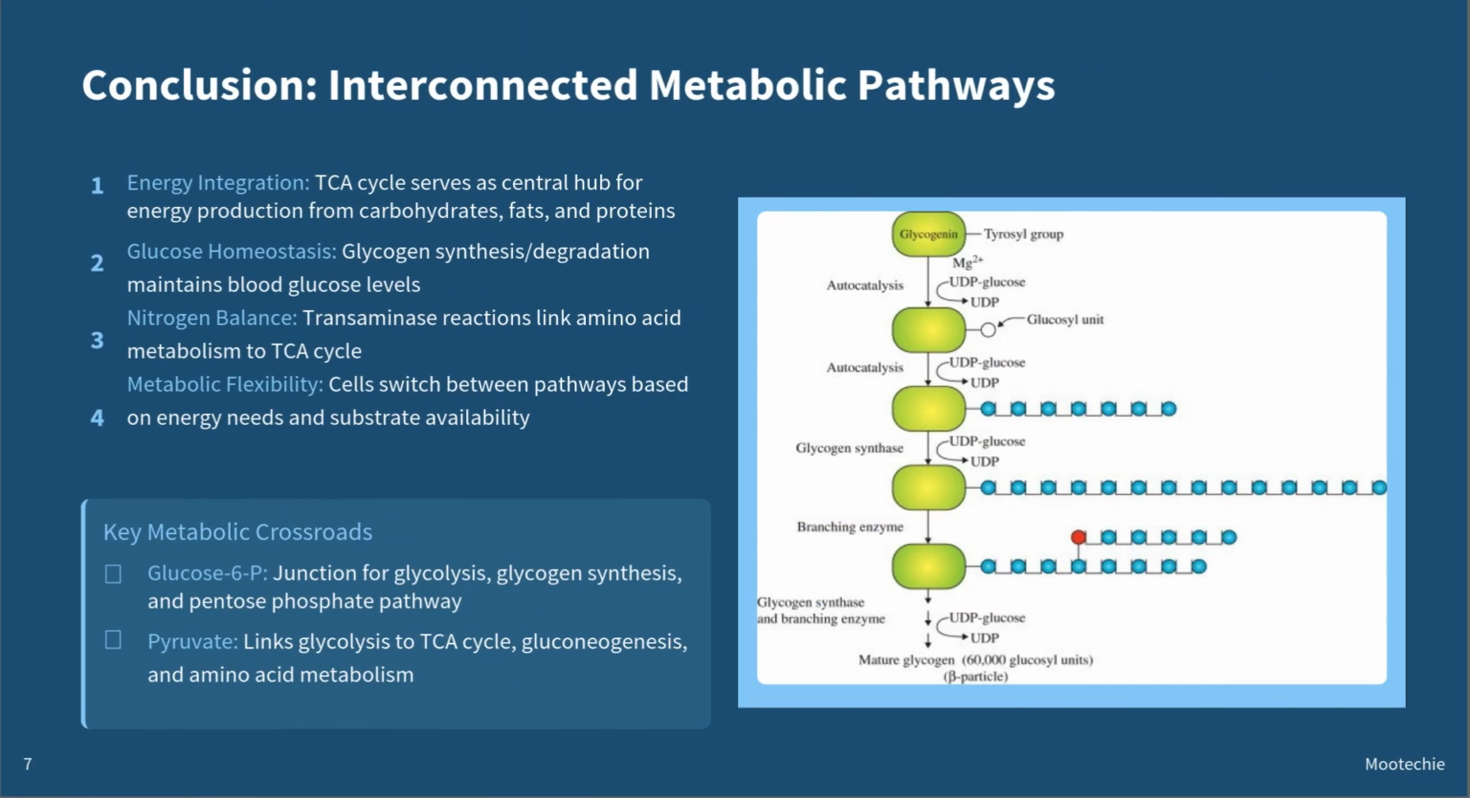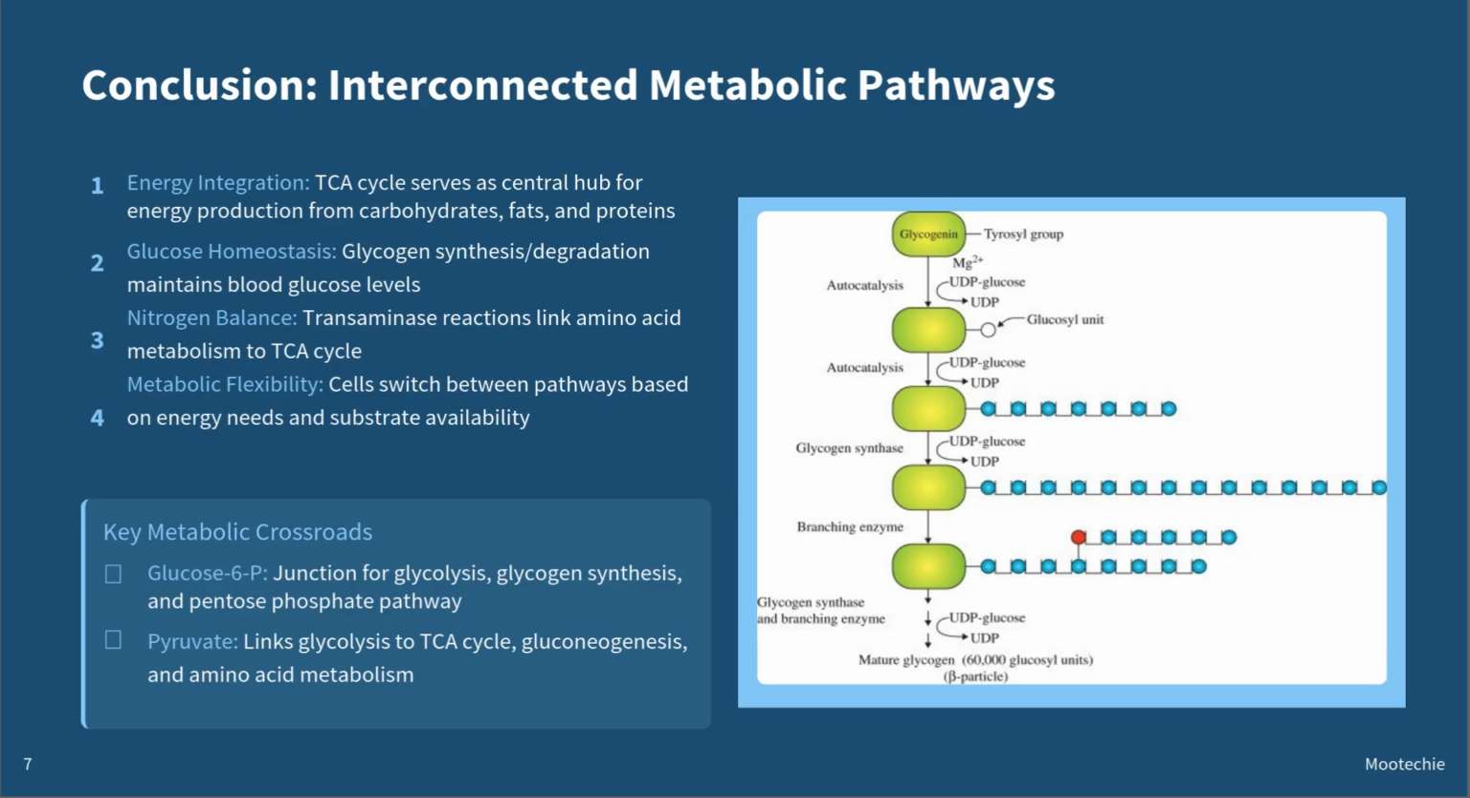Coming up, we have our conclusion on these interconnected metabolic pathways. First, energy integration. The TCA cycle serves as the central hub for energy production from all fuel sources: carbohydrates, fats, and proteins. Second, glucose homeostasis. Glycogen synthesis and degradation work together to maintain stable blood glucose levels. Third, nitrogen balance. Transaminase reactions link amino acid metabolism to the TCA cycle, managing nitrogen. And fourth, metabolic flexibility. Cells can seamlessly switch between these pathways based on energy needs and what substrates are available.